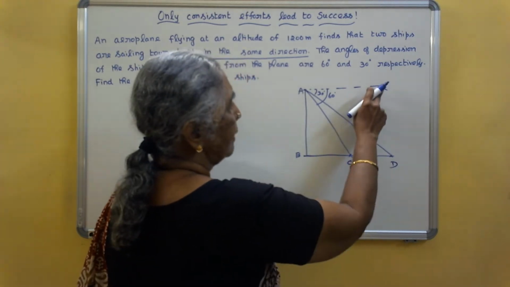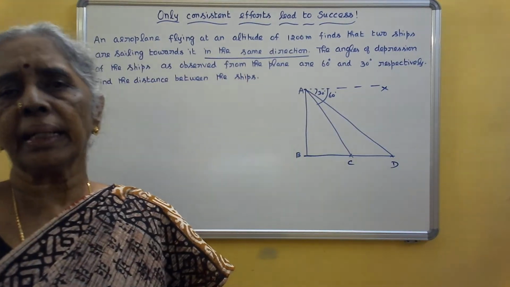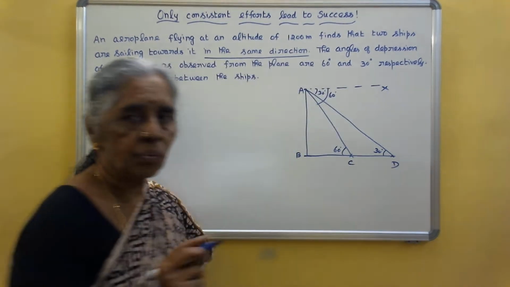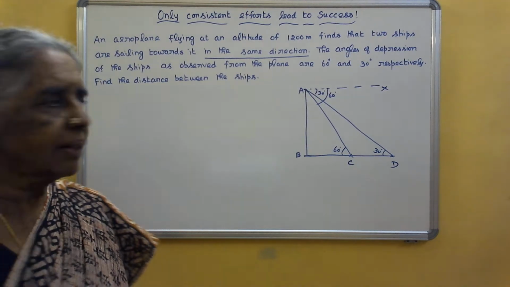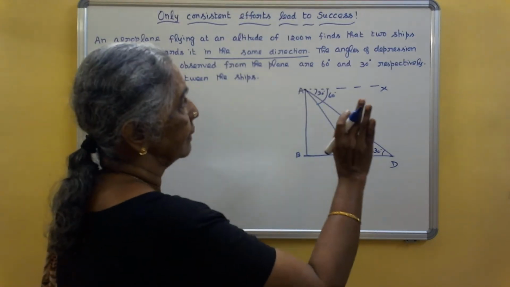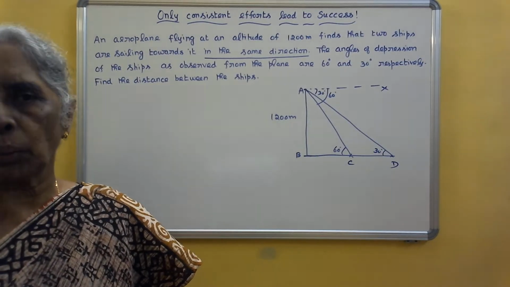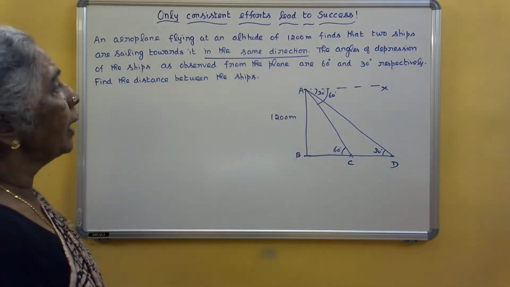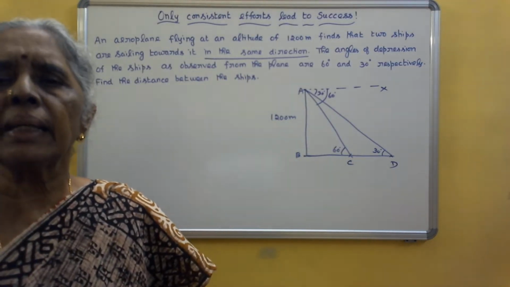Angle XAD and angle ADB will be alternate angles. So this part will be 30 degrees and this will be 60 degrees. Always remember, as and when you go near, the angle of elevation will increase. As and when you go away, it will decrease. Remember that concept. So here it is 30, this is 60. They have given this is 1200 meters. The plane is flying at an altitude of 1200 meters. What is asked now in this sum? They have given the height, and you have to find the distance between the two ships. That is, you have to find CD, right?